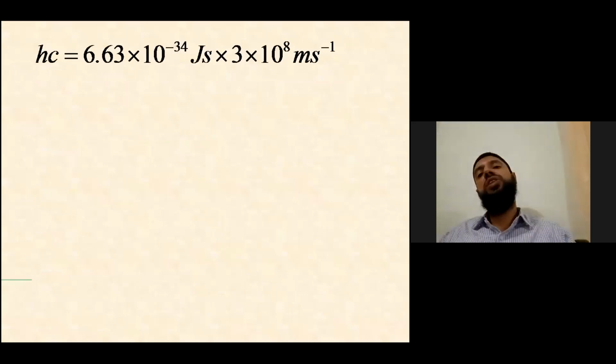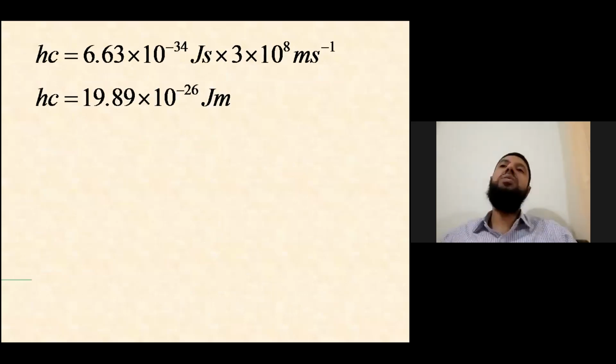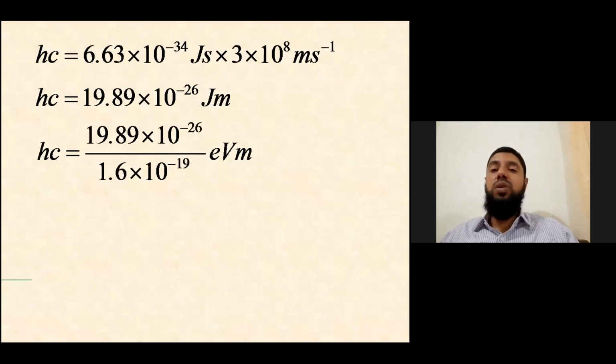For h it is 6.63 into 10 power minus 34 joule second. C is 3 into 10 power 8. When we multiply these, the product comes around 20 into 10 power minus 26, or 2 into 10 power minus 25. Then we can use it: 2 into 10 power minus 25 joule meter.